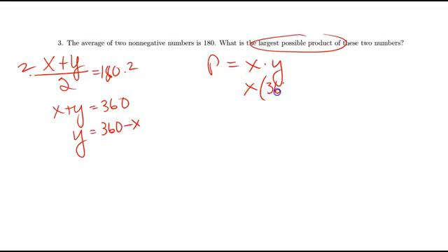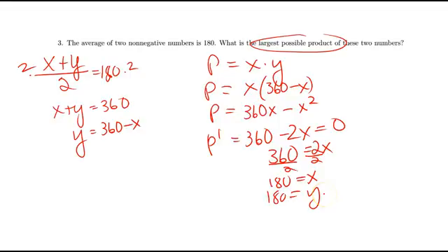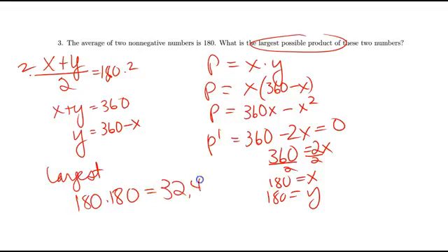So I will plug that in for y over here. So P equals 360x minus x squared. So let's take the first derivative and set it equal to 0. All right, so there's that, set it equal to 0. 360 equals 2x, divide by 2, x equals 180. Well, guess what? If x equals 180, y equals 180. And to maximize, what is the largest possible product? It's going to be x times y, 180 times 180, which is 32,400. That's the largest possible product.